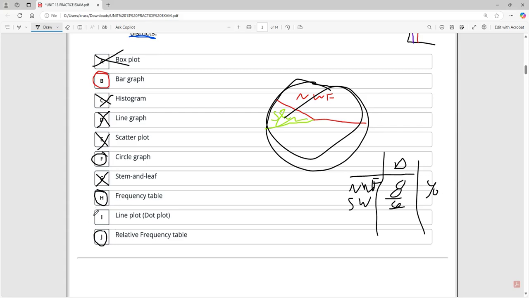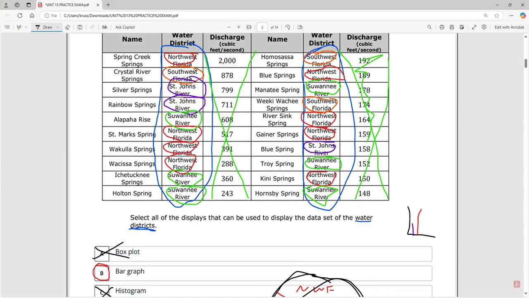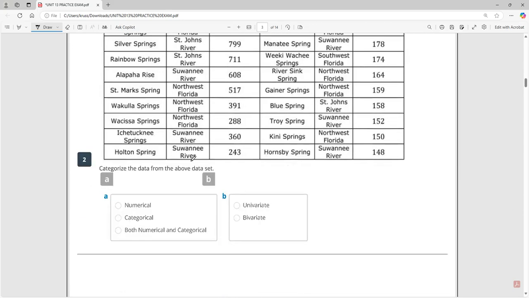But a line plot or dot plot doesn't work, right? Because these are not numerical. This is categorical data, right? So here's another question about that: is this a categorical data set? Well, this data set is numeric. It's both numerical and categorical, right?